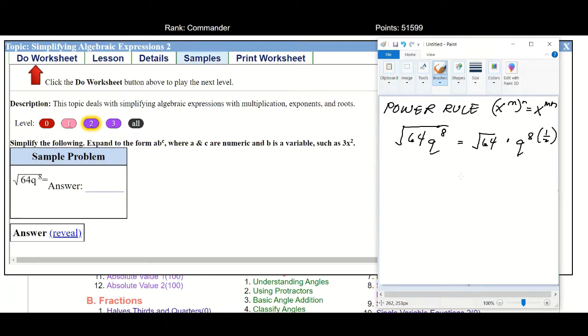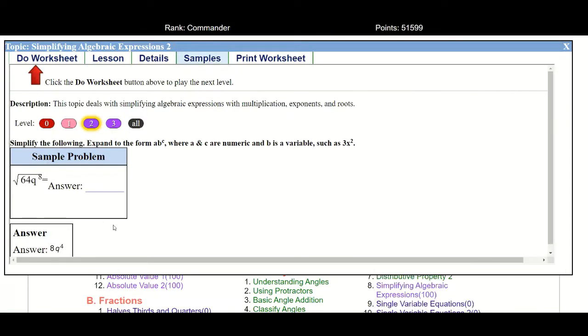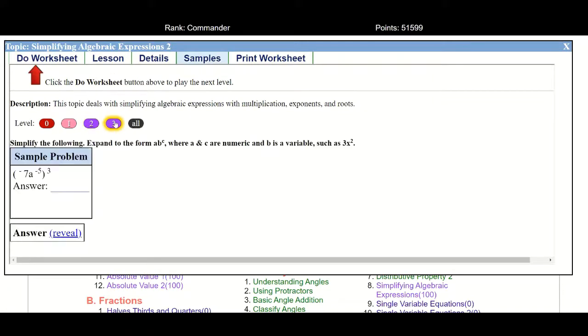Nagkataon na ang 64 kaya natin kuhanan ng square root na diretso. Square root of 64 is 8, if sinabi nyo 8, you're correct. 8 times 8 kasi is 64. So, 8. Then, q, kopya. Then, 8, half of 8 is 4. So, we have 8q to the 4th power. Yung iba kasi, nakita nyo na sa examples natin.